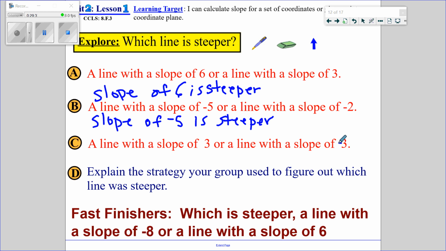This next one we have to correct. A line with a slope of 3 or a line with a slope of -3, they have the same slope. So they both have the same steepness.